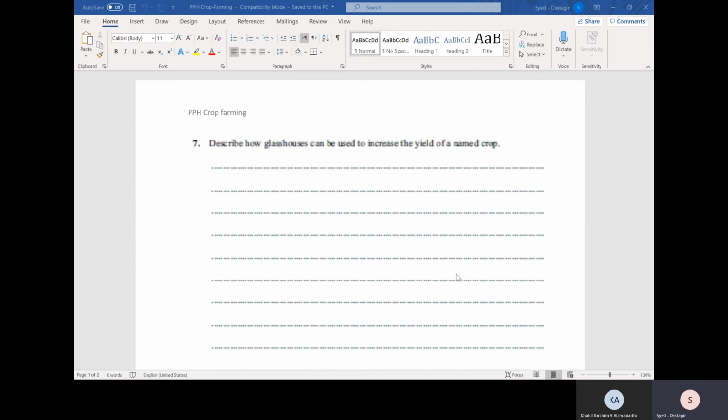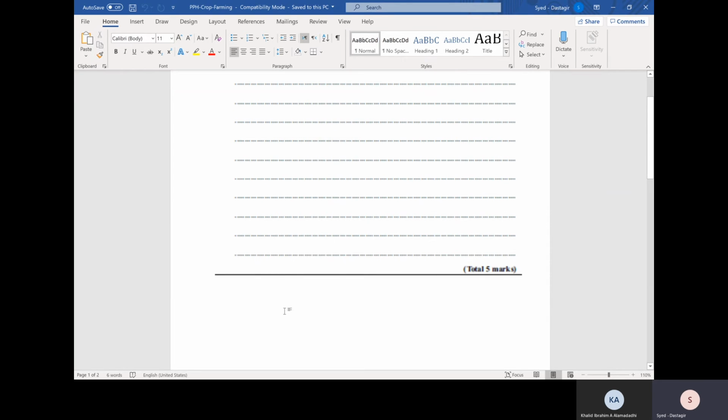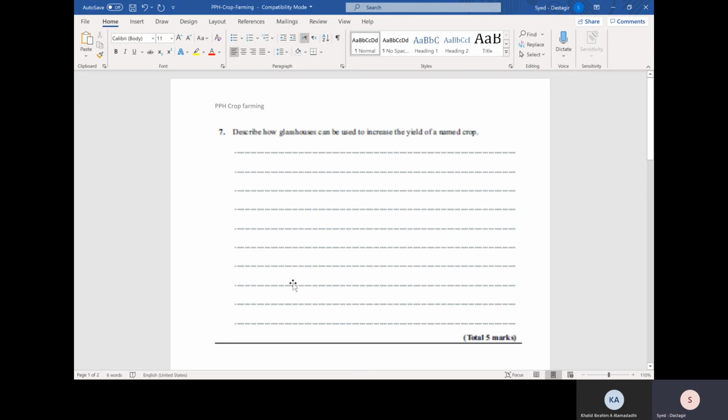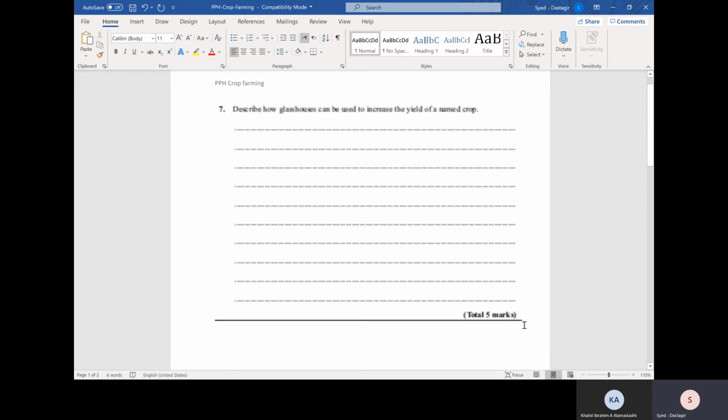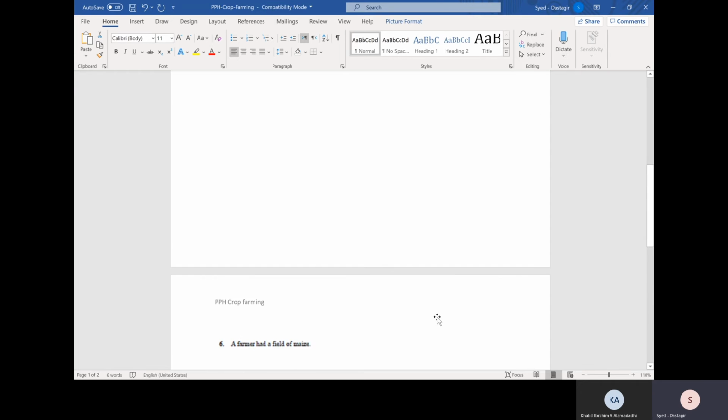Yeah, okay, great. So I've actually assigned this. If you go into your assignments on Teams, you can download this and write your answers below. We'll just go through the question. It says, describe how glasshouses can be used to increase the yield of a named crop. That's 5 marks, so you'd have approximately 5 minutes for this question.